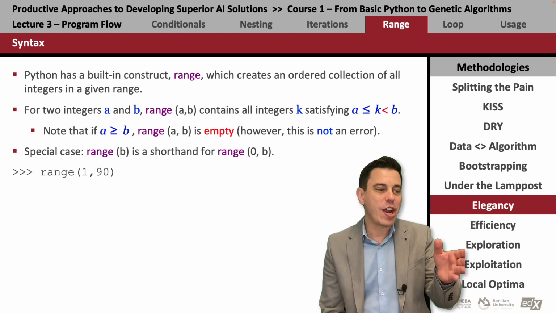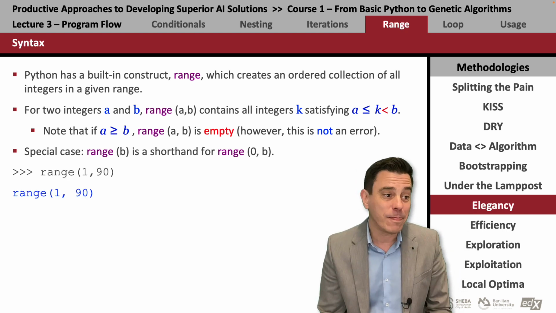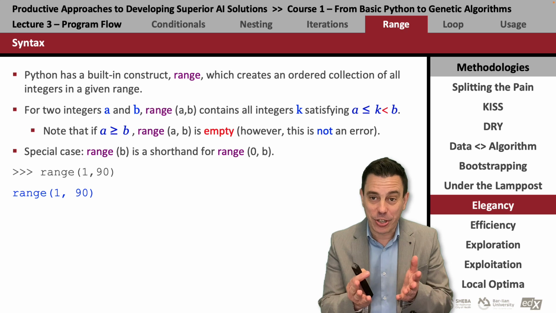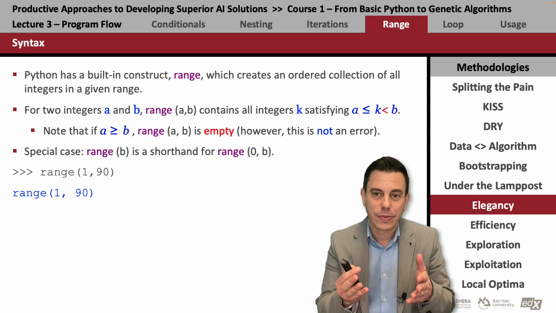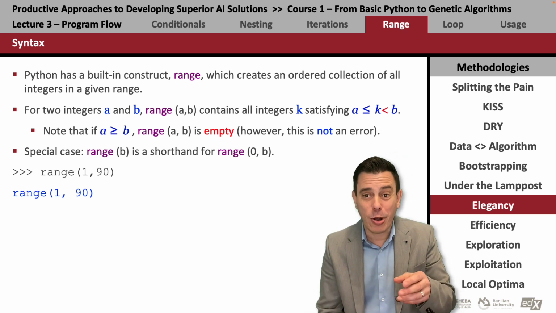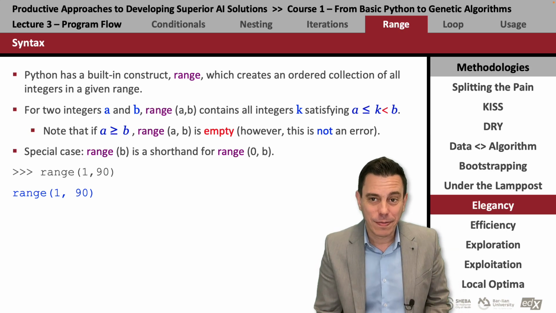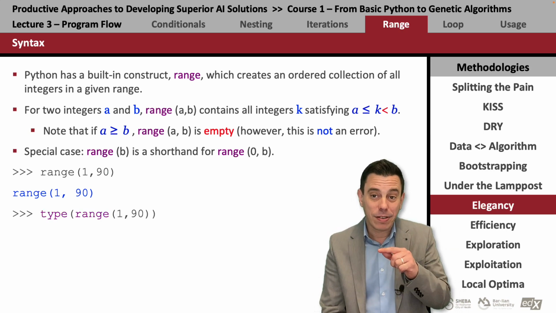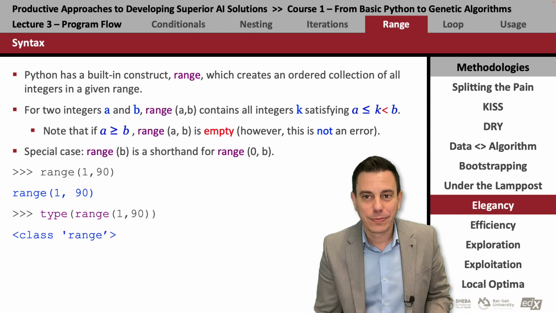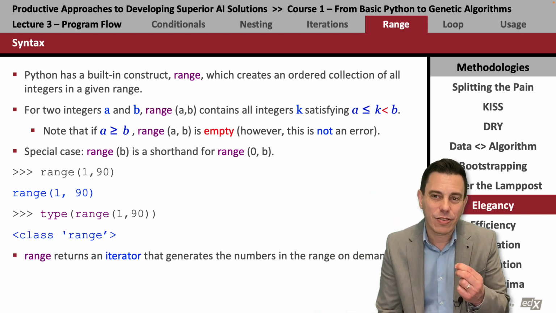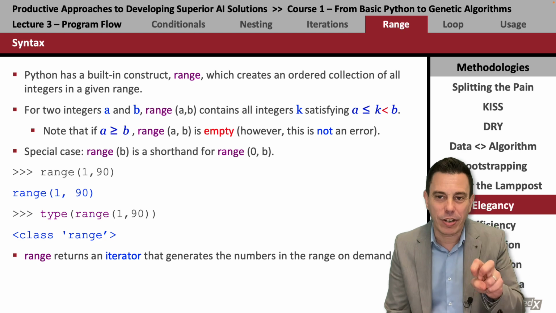So let's see, range 1, 90. This is an expression. This is a construct. So when we put it in the command prompt, we just get it back. This is the value of the expression. What is its type? Class range. Good. From this class, we just get an iterator.